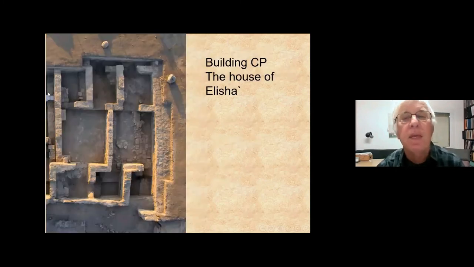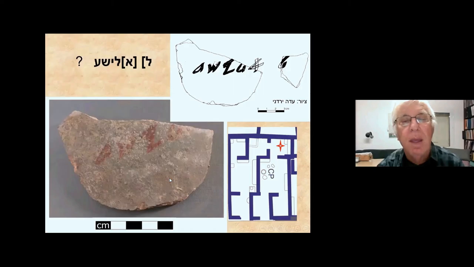So, here is again our building CP. In this building, as I said, we have this inscription Elisha. You can see it's written in ink, red ink, very large letters, on a pottery shell. Yud, Shin, Ayin are very clear, Lamed is broken, and the Aleph has only a few remains. So we reconstruct Elisha. It was found in this little chamber here.